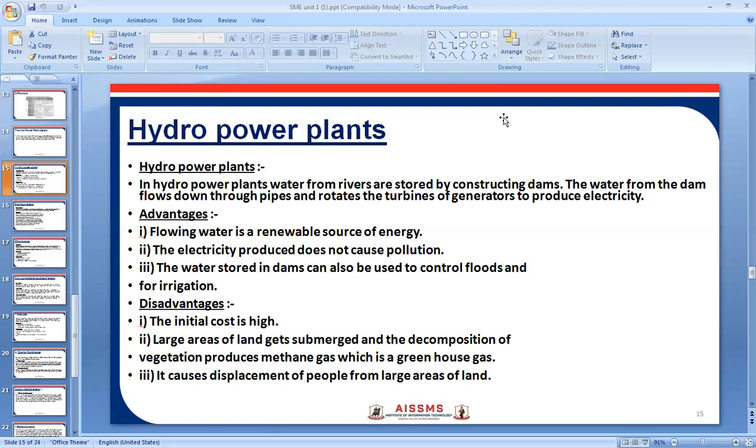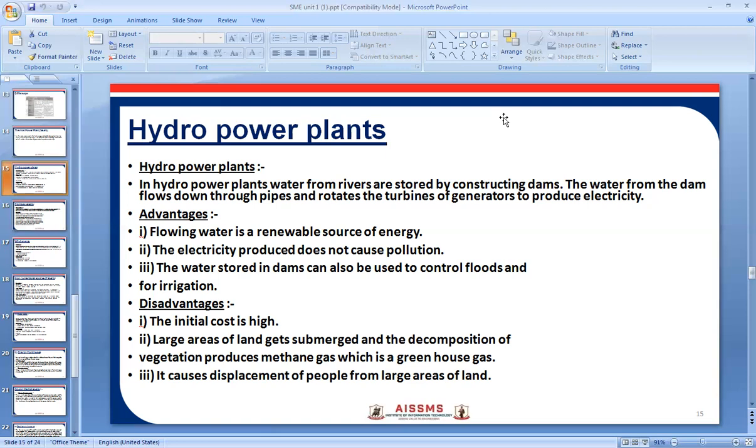So what are the advantages and disadvantages of the hydroelectric power plant? The advantage is that flowing water is a renewable source of energy. The electricity produced does not cause any pollution. This is very important. Water stored in the dams can also be used to control floods and for irrigation purposes.